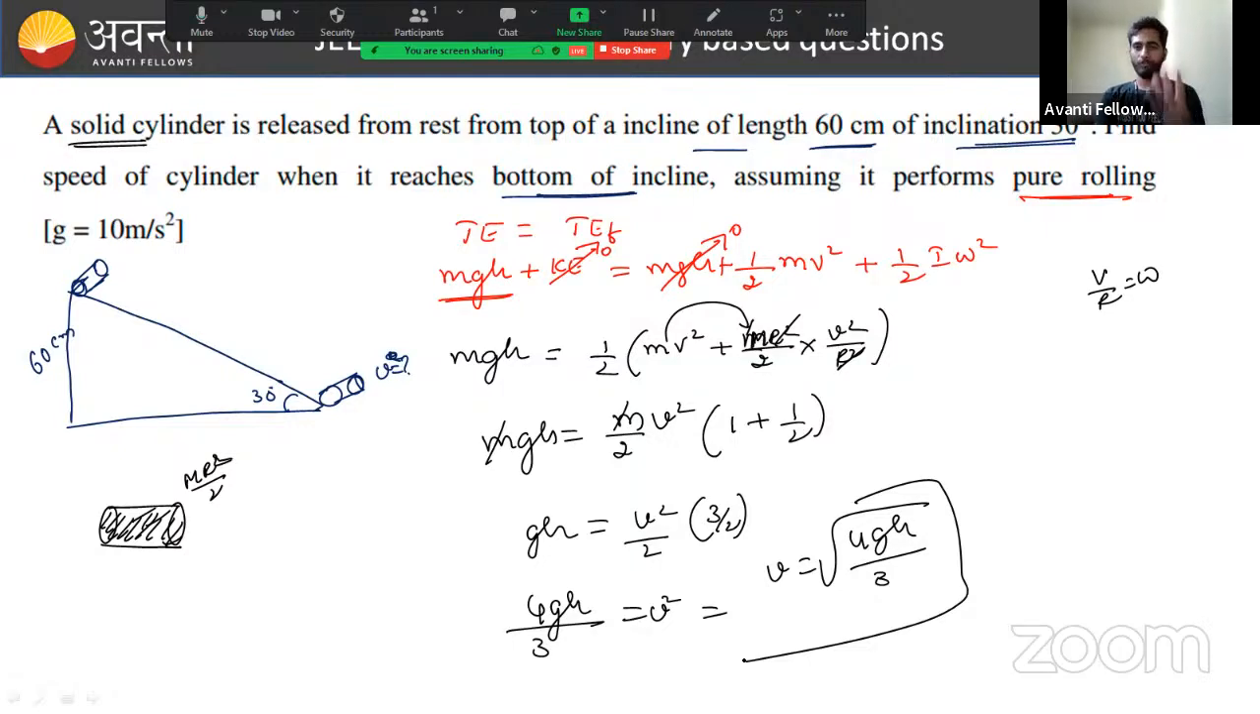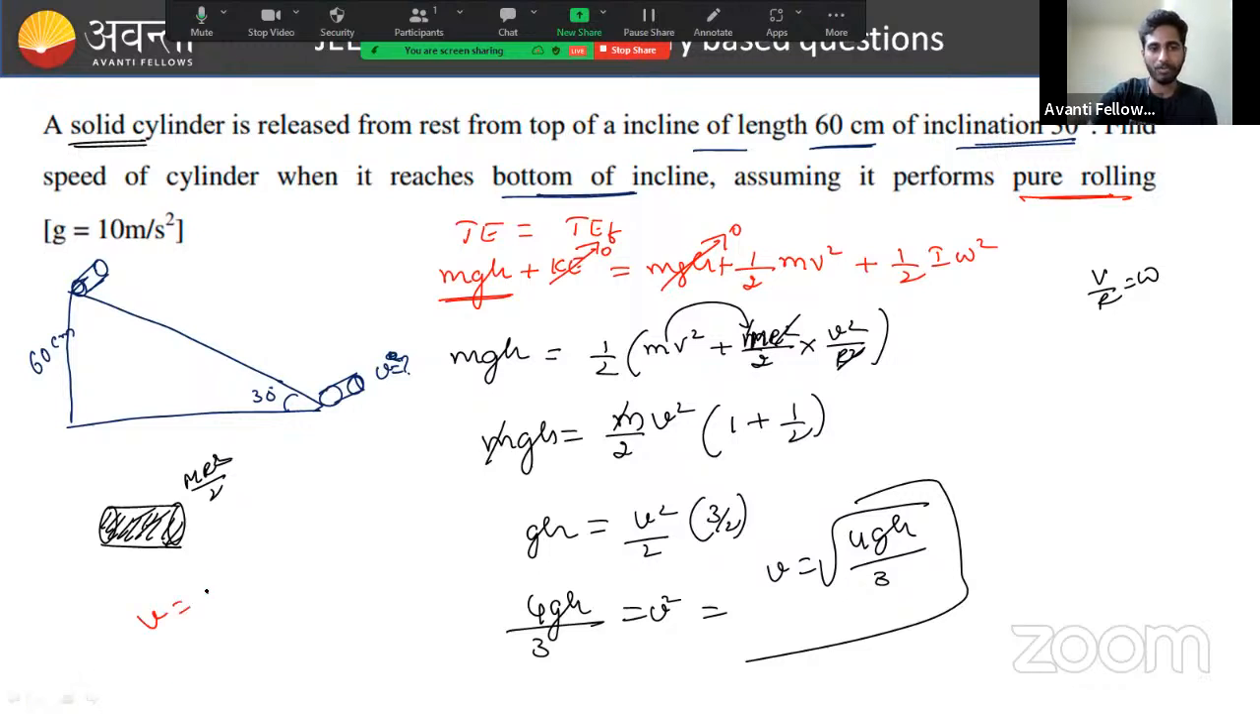Substitute the values of g and h. g is 10 meter per second square. h is 60 centimeter, which means 0.6 meter, and then it will be divided by 3. 0.6 into 10 means 6. 3 ones are 3, 3 twos are 6. It will be cut, and the velocity will come. Look at the final velocity, I will solve here.